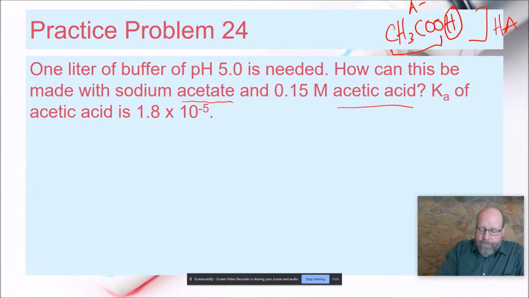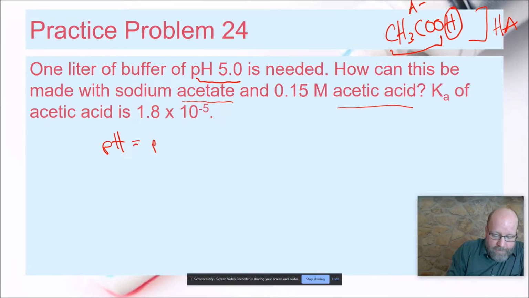In this case, what this problem's asking you for is a buffer of pH 5. And how can you make it? It doesn't say how much to make, but let's make a liter and that'll make it easy. I've got 0.15 molar acetic acid, and I've got some sodium acetate that I can add to it. So I can add conjugate base to the degree that I want, so that we get this pH buffer. So let's look at our David Hasselhoff equation.